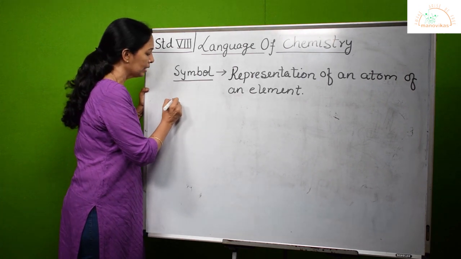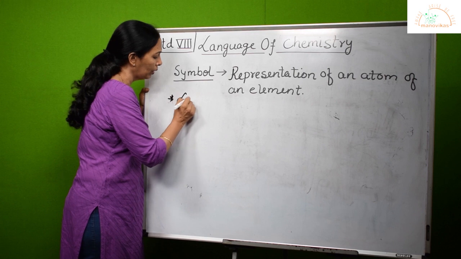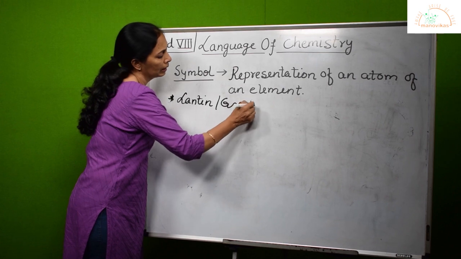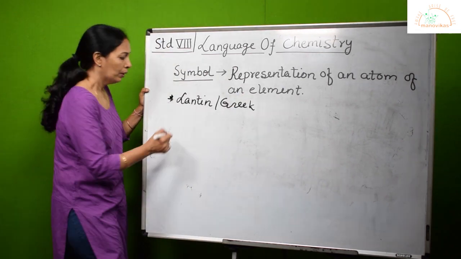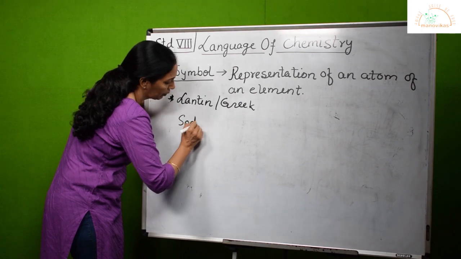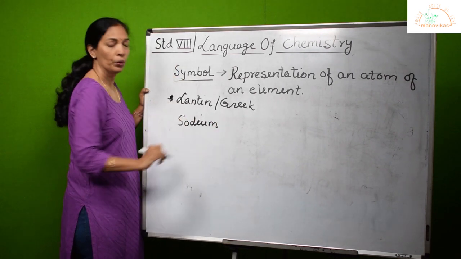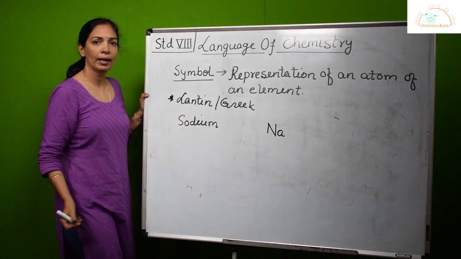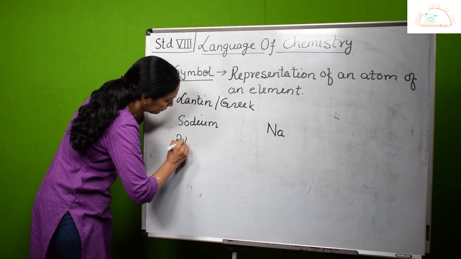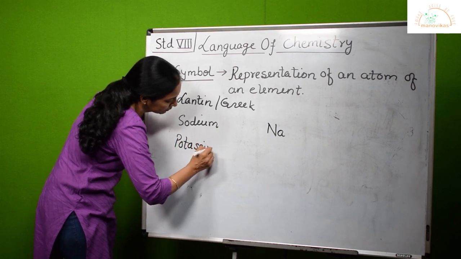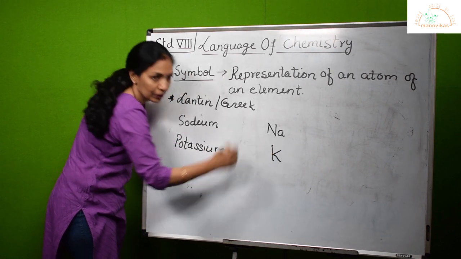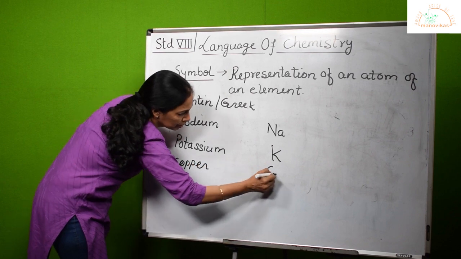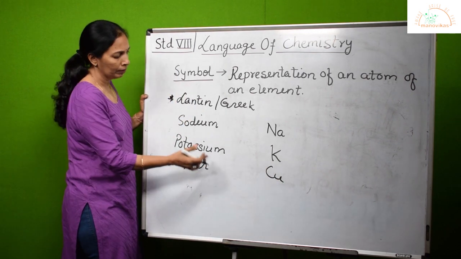The third one is from their Greek or Latin names. For some elements, symbols are given from their Latin or Greek names. For example, sodium. If I write sodium, what comes to your mind? Na. What is the symbol of sodium? Na. Potassium, K. Copper, Cu. There are other examples also.